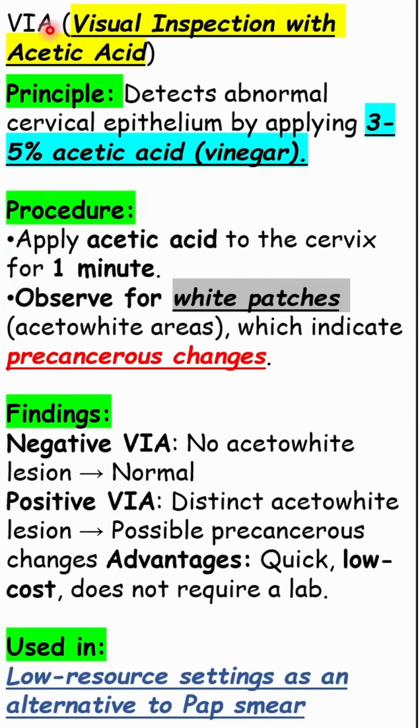Let's look at VIA, the visual inspection with acetic acid. Principally, it detects the abnormal cervical epithelium by applying 3 or 5% acetic acid, that is nothing but vinegar. So what is the procedure? Apply acetic acid to the cervix for 1 minute and observe.